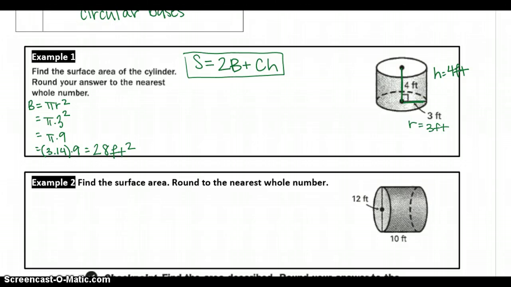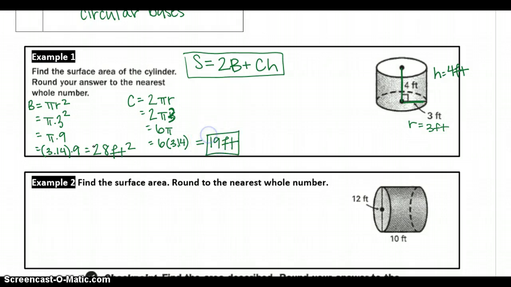Next, I know I will also need to find the circumference of the base. The formula for the circumference of a circle is 2 pi r. Again, our radius is 3, so we plug that in. We get 2 times pi times 3, which gives us 2 times 3 is 6, so 6 pi. We can plug in 3.14 for pi and put it into our calculator, and that will give us a circumference of 19 feet.